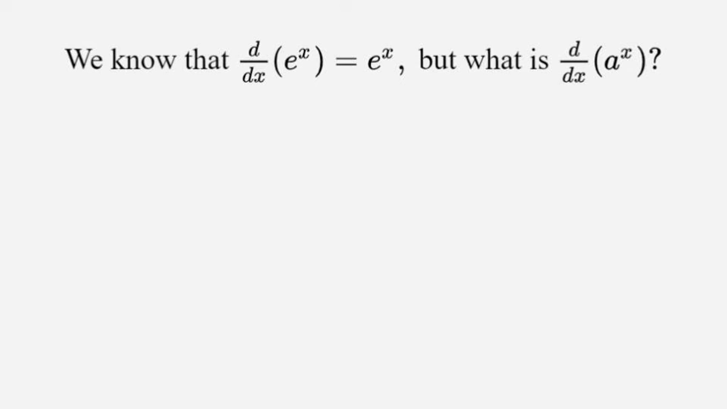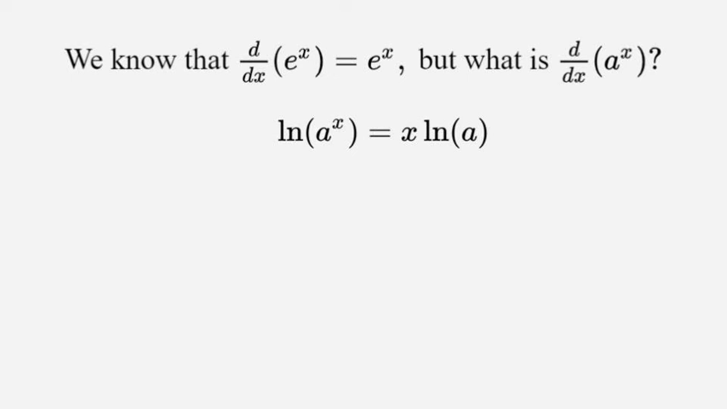We already know that the derivative of e to the x is e to the x, but what's the derivative of a to the x, where a is some arbitrary positive constant? Maybe this is the derivative of 2 to the x. What would that derivative be? The way that we're going to find this is basically the same as how we found the derivative of natural log of x. We're going to start with an identity that we know to be true, take the derivative of both sides, and then do some clever manipulation to get the answer.